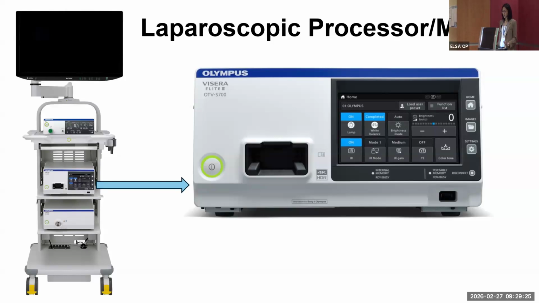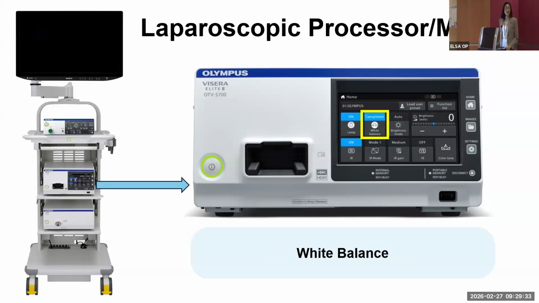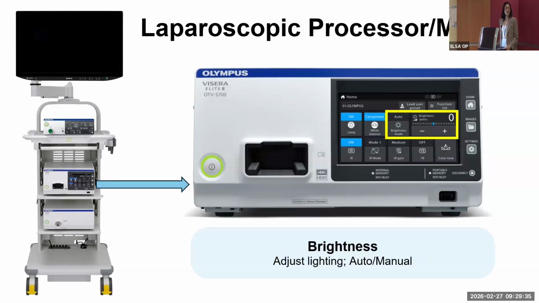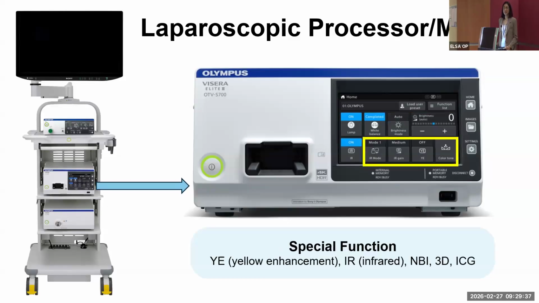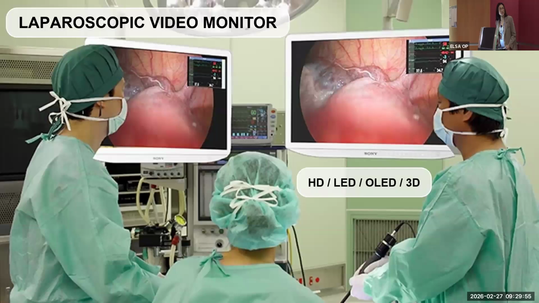So there are several functions in this module. This is where the fiber optic light is turned on and off. This is where we adjust our light, our white balance. And this is the brightness. And here is where we use our special functions. So sometimes we use ICG and yellow enhancement and some infrared as well. This is where we connect it to the camera using the fiber optic camera machine also.